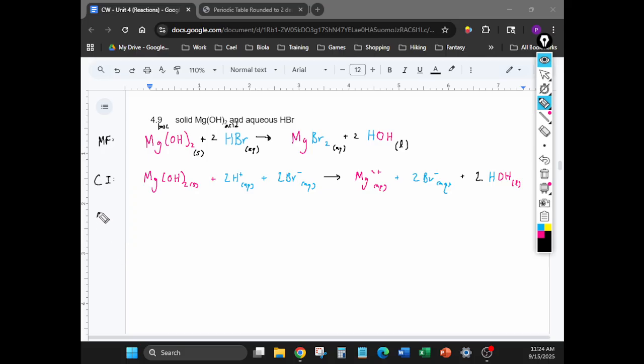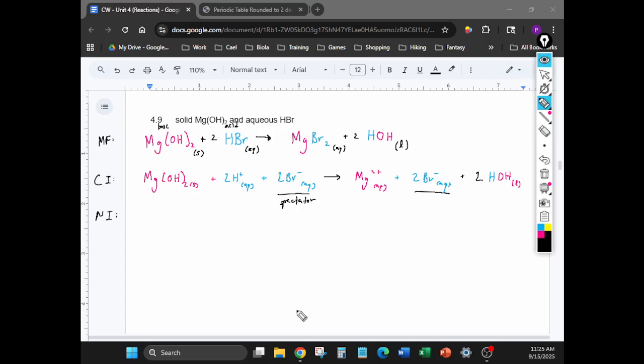Okay, and then now we're going to do net ionic, where we talk about the ones that actually do something. All right, now, if you take a look at the equation, what is our spectator ion? Br and Mg. Yeah, Br is one of them. Okay, is Mg a spectator? No. What is it on the reactant side? Solid. But what is it on the product side? Yeah. And so our only spectator is going to be Br minus.